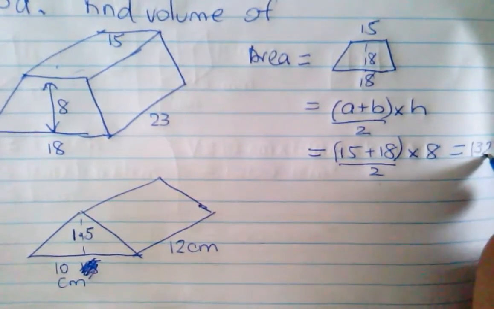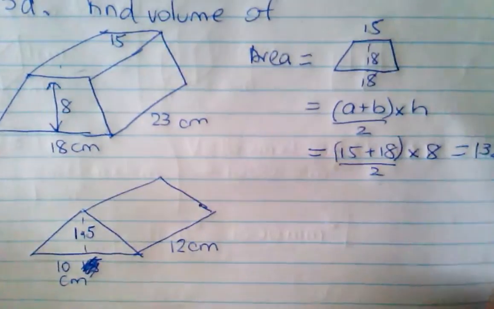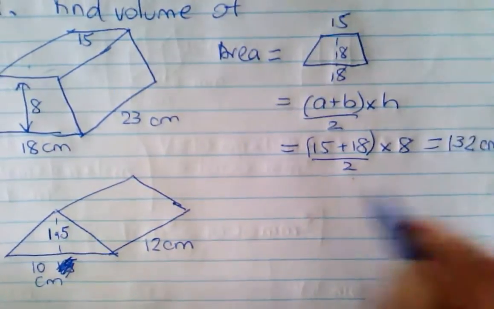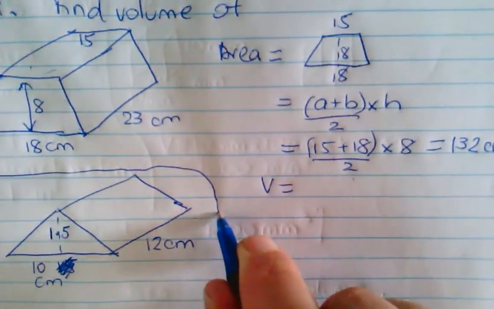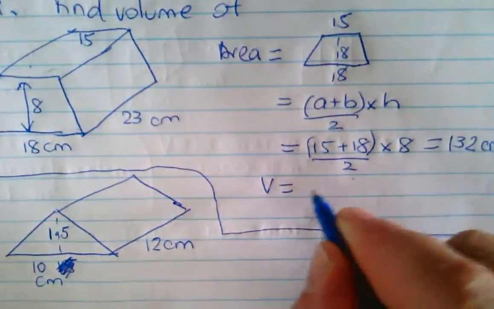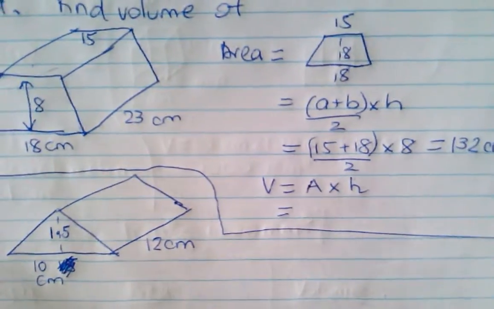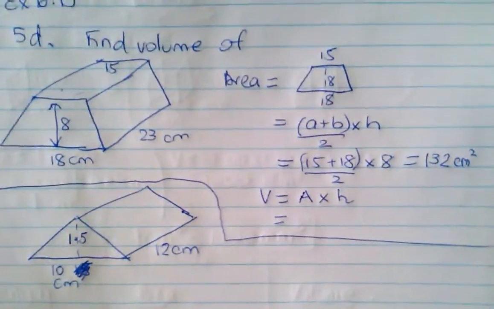132? If this is all centimetres, that's just area. What are the units of area? Centimetres squared. But what's the formula for the volume of this shape? Yeah, but I do the area of that times the height of the prism. Which one is the height of the prism?